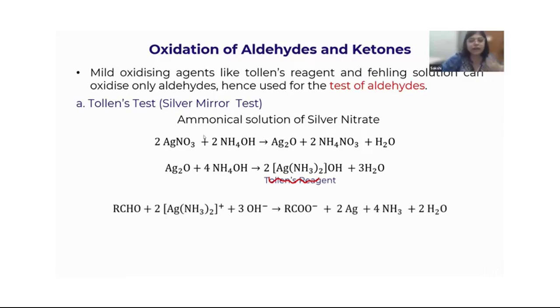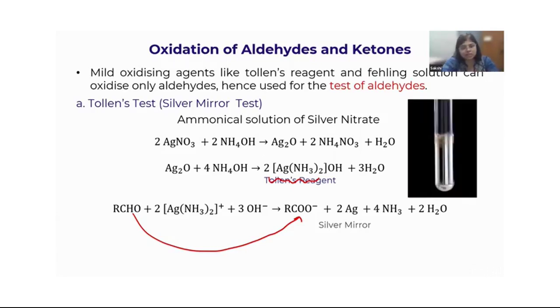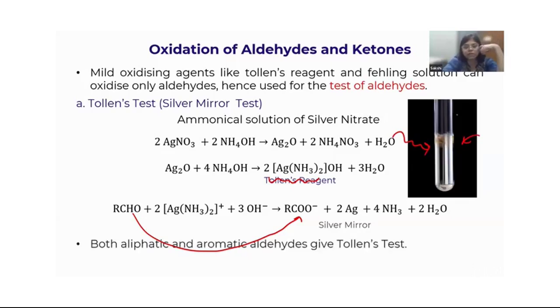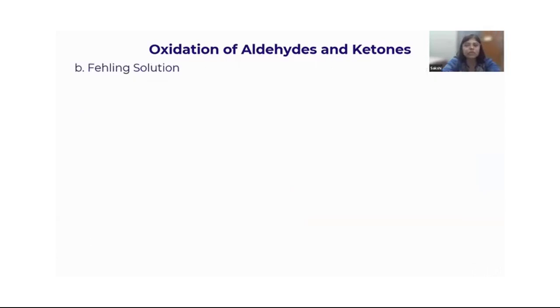So in an aldehyde, if we add Tollens reagent, the aldehyde is oxidized. Can you see it is oxidized to RCOO minus, right? And it gives a silver mirror. So this is also a distinguishing test. Suppose you are given an aldehyde and a ketone, you can distinguish them by the Tollens test. Okay, can you see here in the image, a silver mirror is produced, right? Now both aliphatic and aromatic aldehydes give this Tollens test. So all of the aldehydes give Tollens test.